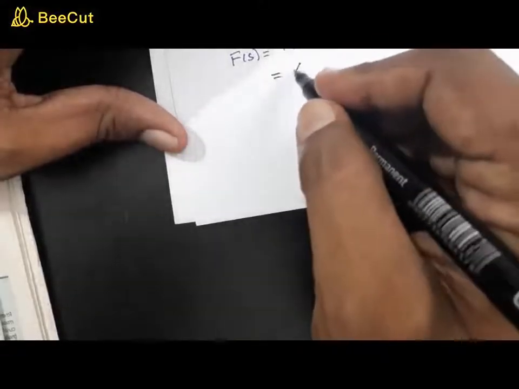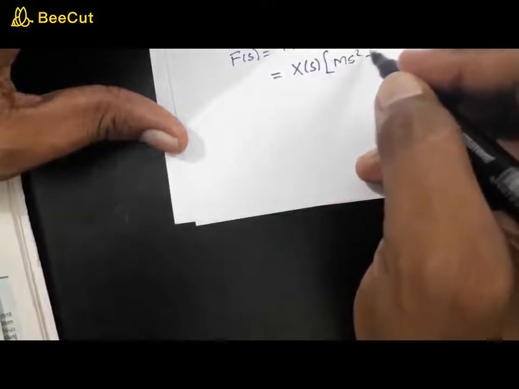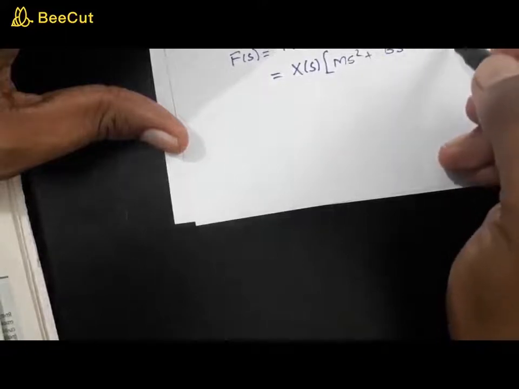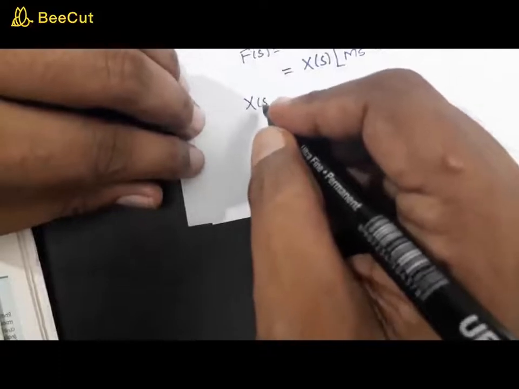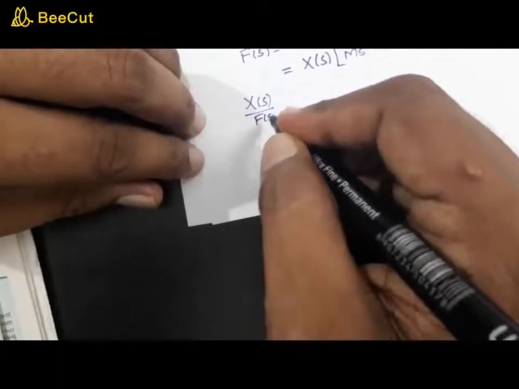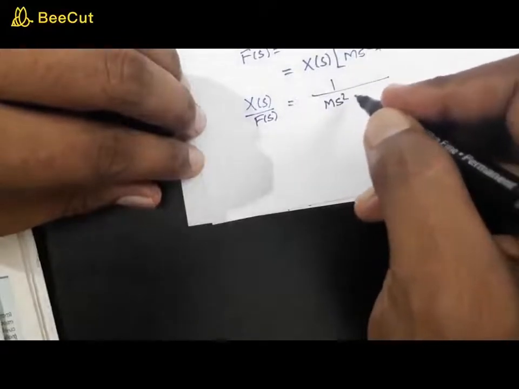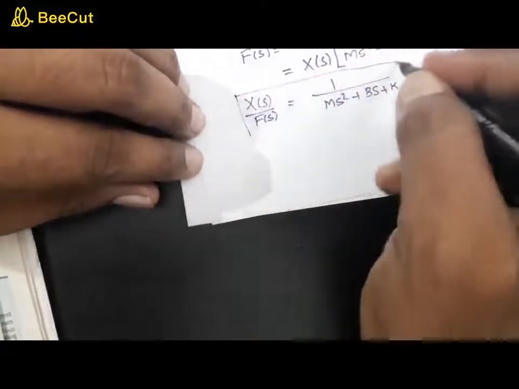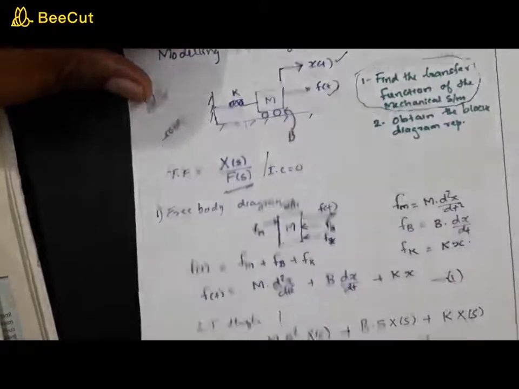So this will be x of s into ms square plus bs plus k, right? And x of s by f of s, which is the transfer function, is given by 1 by ms square plus bs plus k. Okay, so this is your transfer function. That's the answer to the first question, that is to find the transfer function.